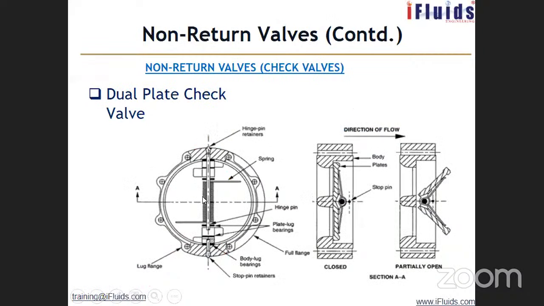You can see this diagram explains how the dual plate check valve operates. So it is like this: when the flow is there, it opens like this. When the flow reverses, it will force these 2 plates to close the valve. So the direction of flow itself will prevent the reverse flow here. So this is partially open. This is a closed one. This is the valve.